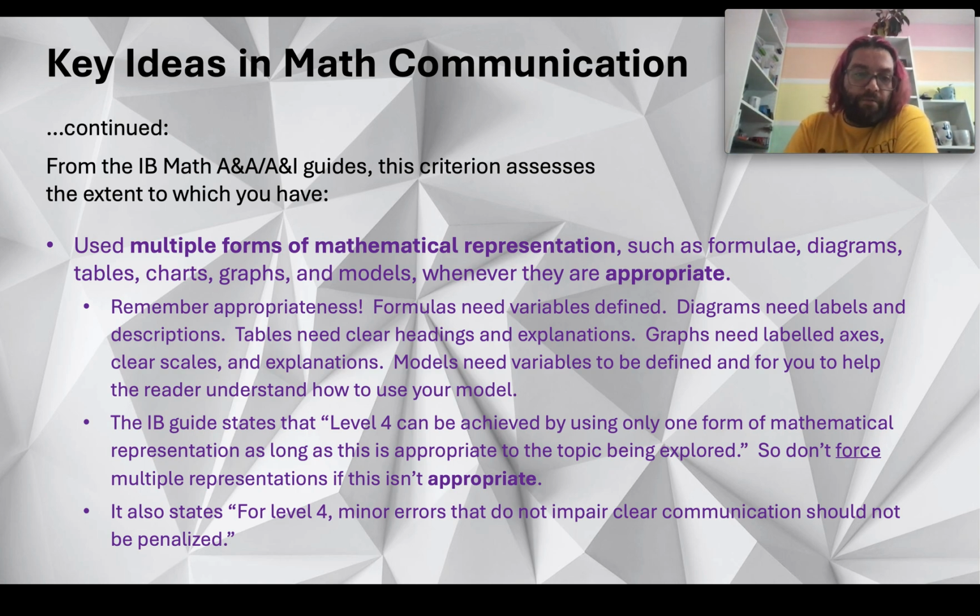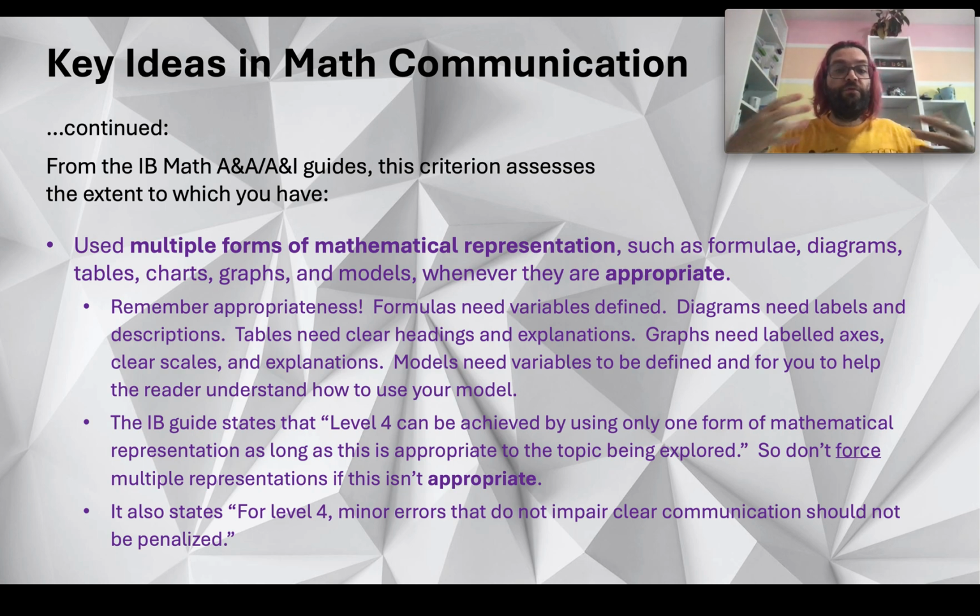With all of that in mind, please remember appropriateness. Formulas need to have variables defined. Diagrams need to have labels and descriptions. You can't just say, oh, here's a diagram that will help make sense of it, and then not describe it. You need to walk your reader through what you're trying to show them. Your tables need to have clear headings and explanations. Your graphs need to have labeled axes. I guess part of what I'm saying here is there's pretty much nothing in math that you can just plop into a paper and be like, yay, it's better.